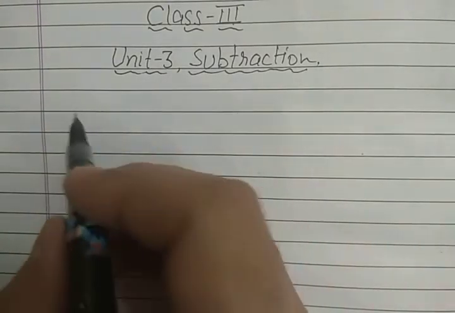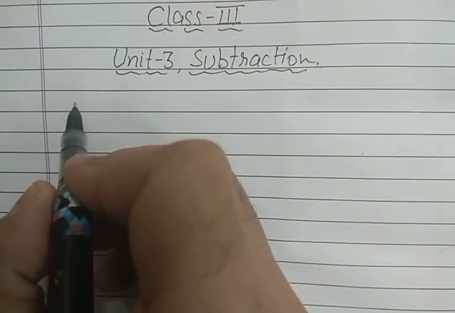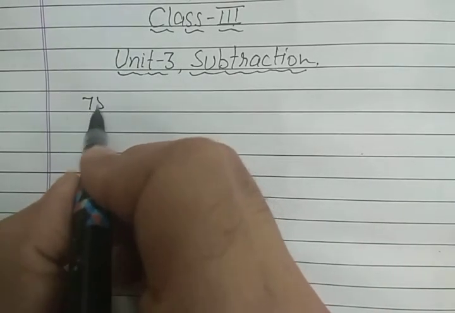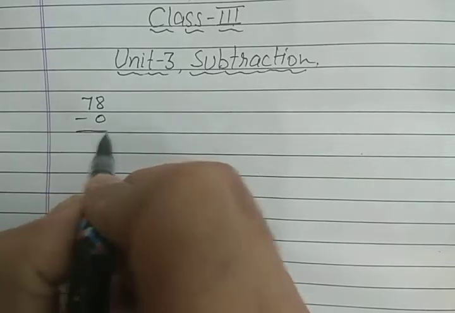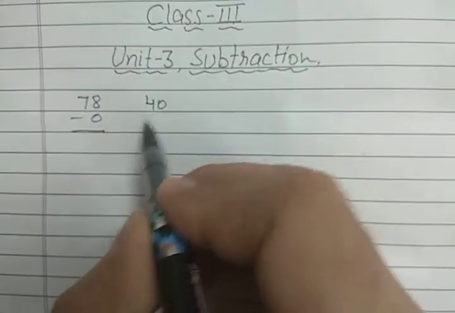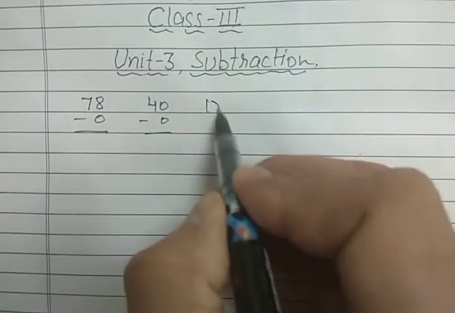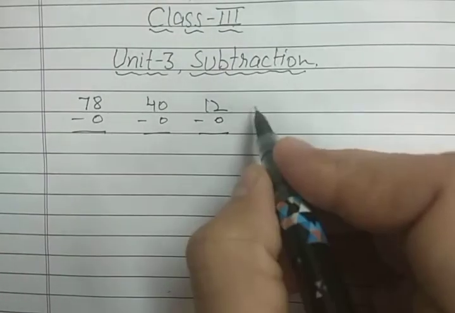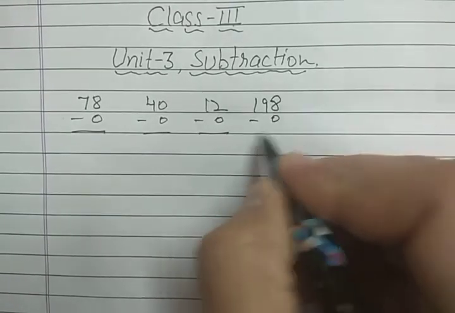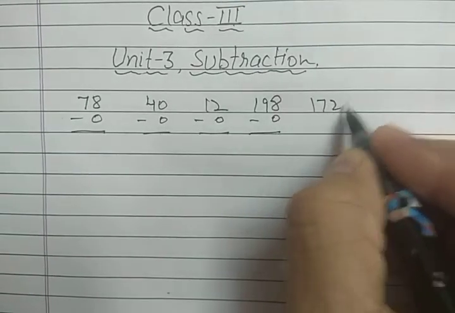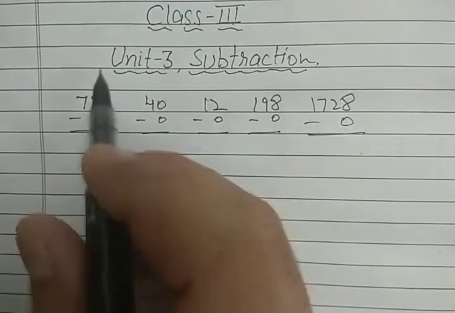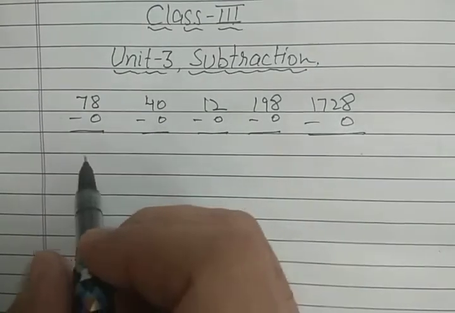Let us try to understand 78 minus 0, 40 minus 0, 12 minus 0, 198 minus 0, 1728 minus 0. Let us try to subtract these numbers.